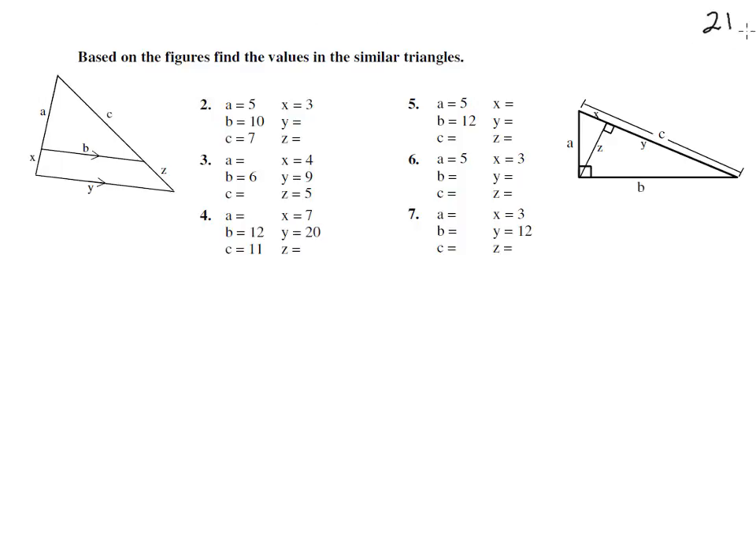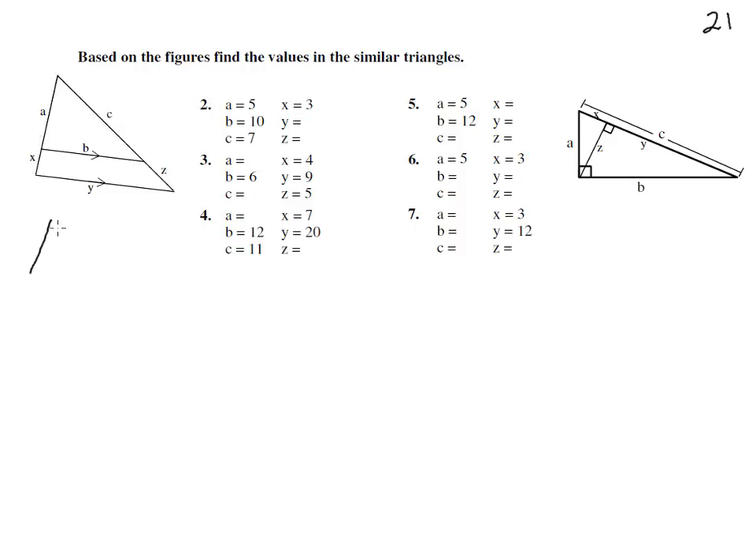Here we are on page 21 with numbers 2 through 7. Now in this case, you'll notice it says based on the figures, find the values in the similar triangles. On numbers 2, 3, and 4 first, we'll look at it. We have two big triangles here, the one ABC and then the one that goes A plus X.